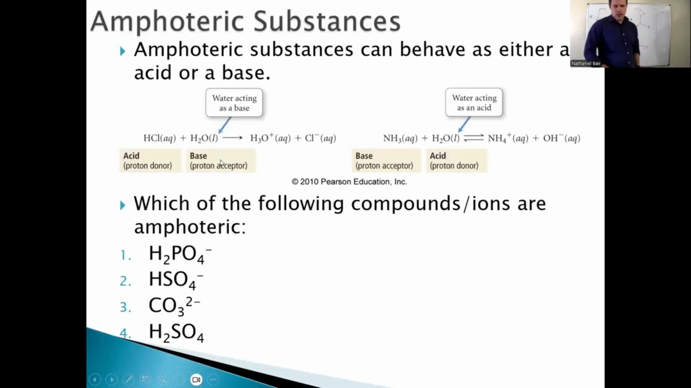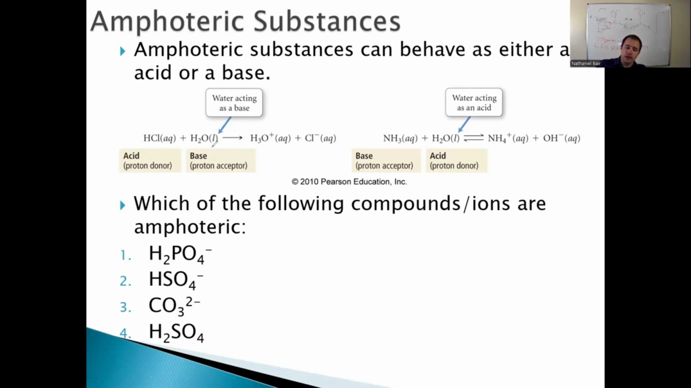Amphoteric substances are substances that can act as either an acid or a base. Okay, the most important amphoteric substance is water. Water is a very important amphoteric substance. If you stop and think about it, if we look at the Bronsted-Lowry definition, in order to be an acid, you got to be able to donate an H+. And in order to be a base, you got to be able to accept an H+. So water is like the most important amphoteric substance.